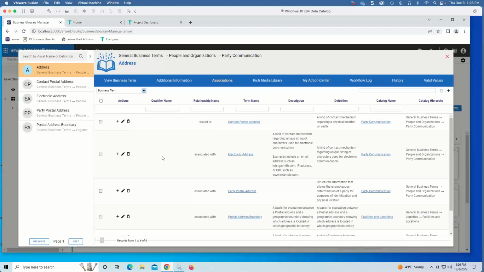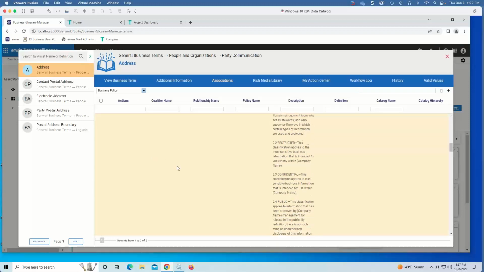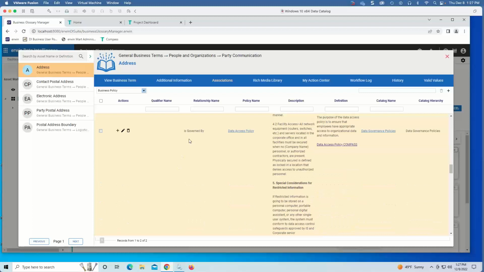So when I start looking at my definitions and start to see how I'm structuring my business glossary, I want to think about things like what kinds of or types of terms I've got. I can also say, okay, well, is it related to any business policies? And I could see that it's related to a number of different policies, and one of those is a data access policy because it falls under the security label.